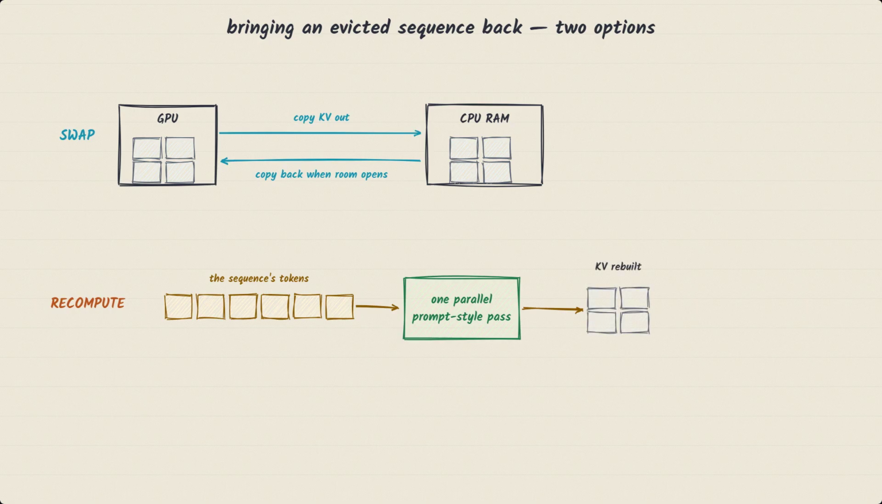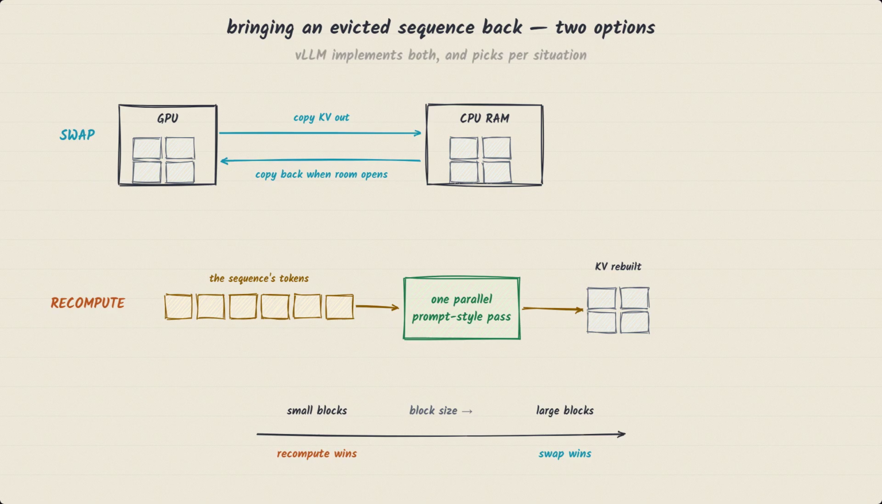Which wins depends on the block size and the GPU to CPU link. Small blocks favor recomputation, since swapping tiny chunks is all overhead, while large blocks favor swapping. vLLM implements both and picks per situation.